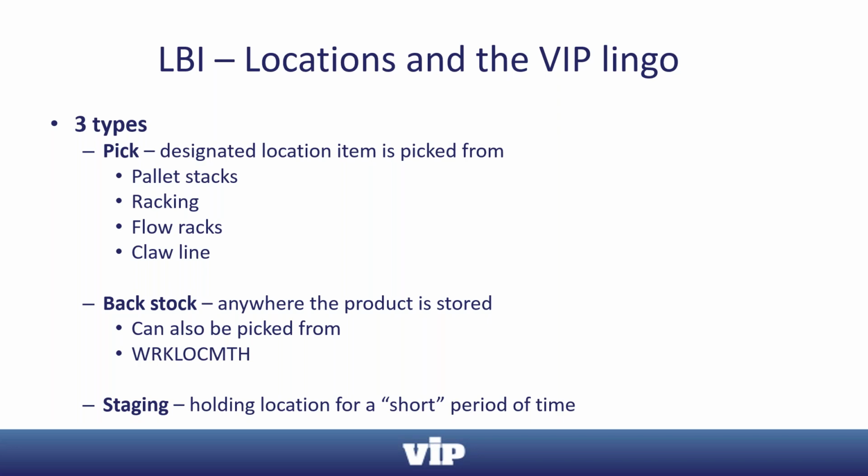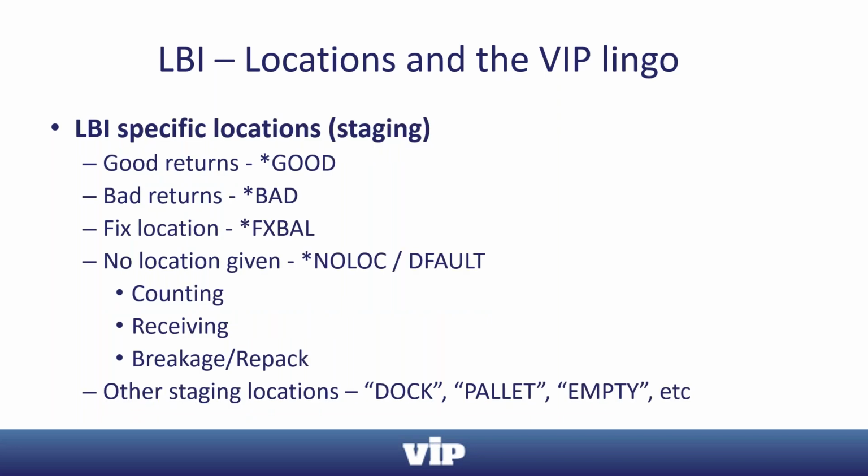It could be a seasonal location where you're storing product for potentially 2 months. And it's going to hang out there, but it's not going to live there forever. So what I thought I would do is define some of the LBI locations that, if you have LBI on, you might see and might not really understand what they are there for. What do they look like? Why do I have these in the system?